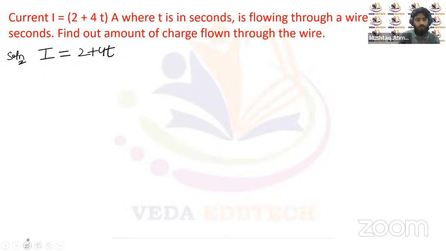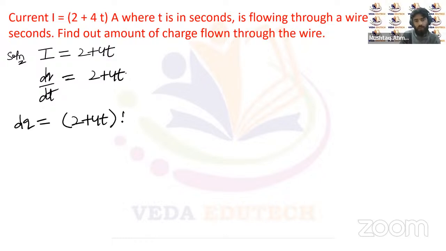We can write this current as dq over dt, and that will be equal to 2 plus 4t. Now dq will be equal to (2 plus 4t) dt. Integrating on both sides, we'll integrate from 0 to 2 seconds, and 0 to q. So delta q will be the total charge flown. We'll integrate the integral of (2 plus 4t) dt.